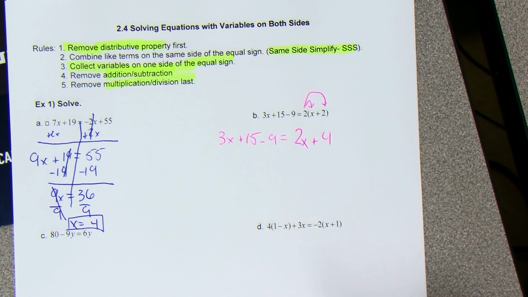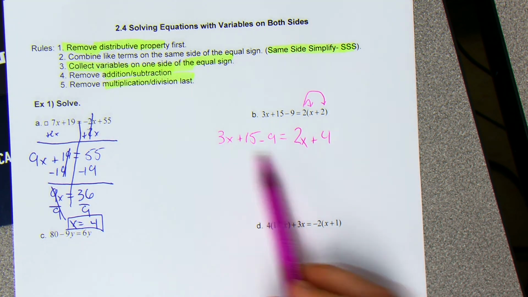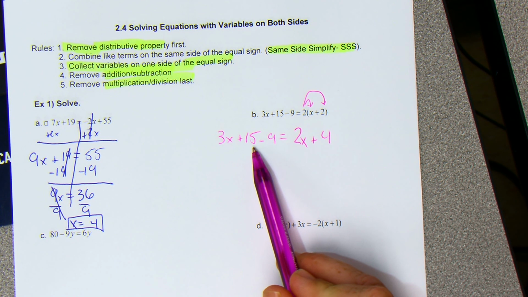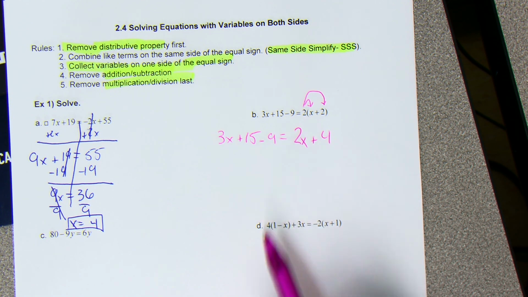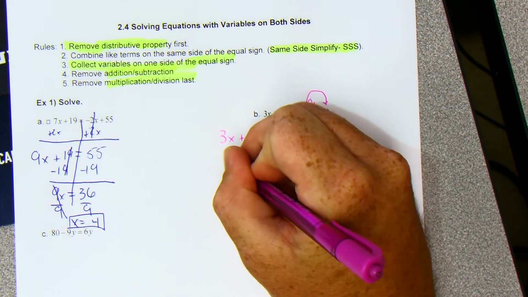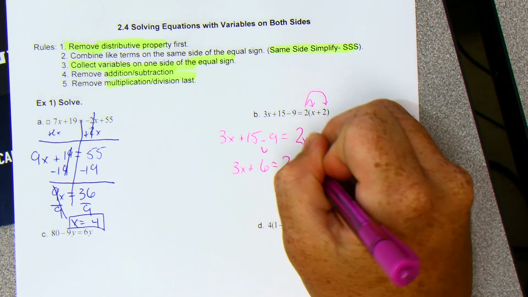Now I want to same side simplify. Do I have any like terms on the same side of the equal sign? My x's are on opposite sides, but I have two constants right here that I can combine. Since both of these do not have an x, I can combine them. That is same side simplify. They are like terms. 15 minus 9 is 6. So I'm left with 3x plus 6 equals 2x plus 4.